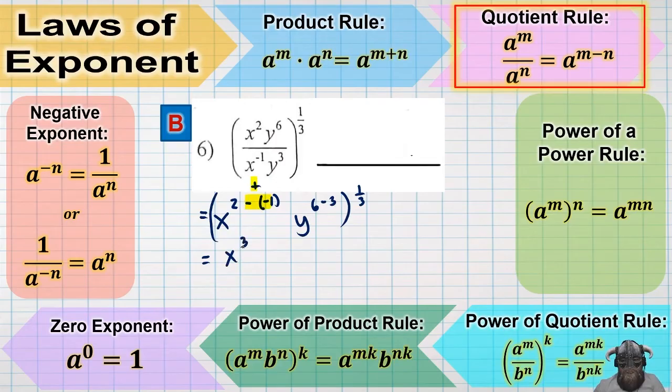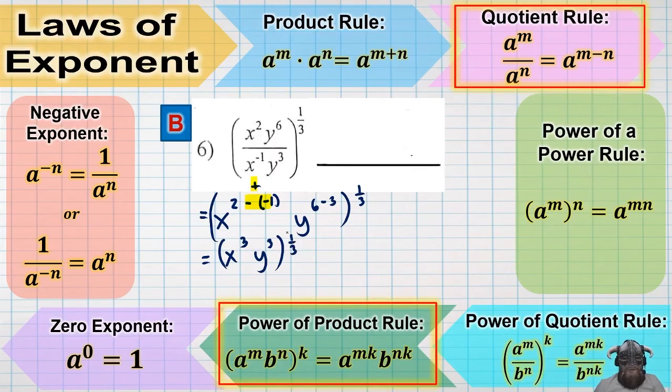So, 2 plus 1 will just be 3. X cubed na siya. Then, y raised to 6 minus 3 is 3. So, magiging y cubed na siya. But don't forget that this one is raised to 1/3. So, from that, gagamit tayo ng power of a product rule, which will try to distribute this 1/3 to that 3 dun kay x, then yung cube naman kay y. So, in this case, we'll be having x raised to 3 times 1/3. So, ayan yung 1/3 natin.